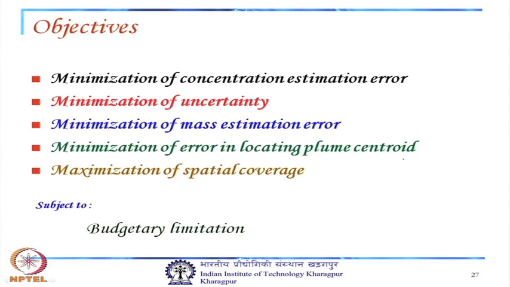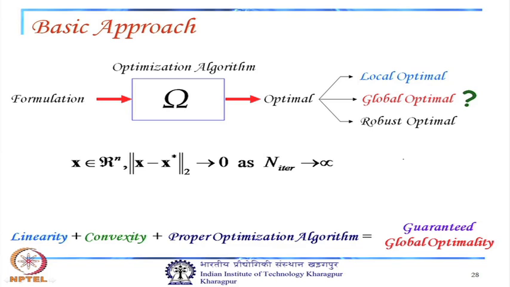So, objectives for monitoring: one objective is minimization of concentration estimation error. Second one is minimization of uncertainty. Third one is mass estimation error, minimization of error in locating plume centroids, and maximization of spatial coverage, and all are subject to budgetary limitation. So, the basic approach is that we have the formulation, we have an optimization problem, we can find the optimal solution, either local, global or robust optimal.